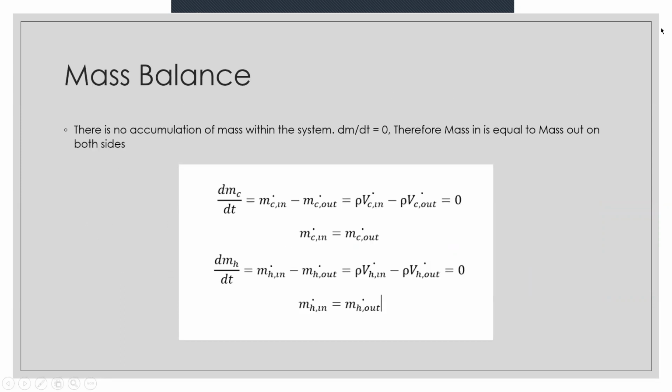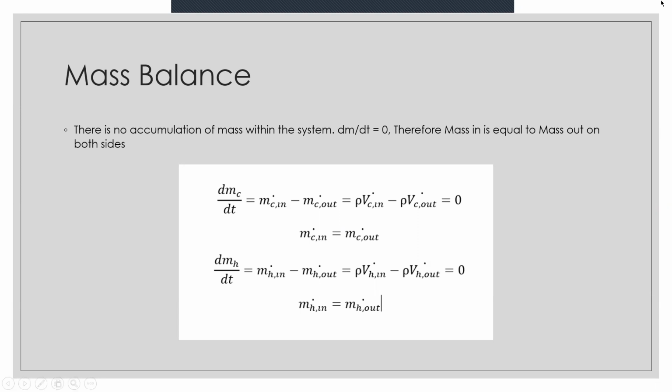Here we have the mass balance. As the problem stated, there is no accumulation of mass within the system. So on the cold side, our m dot c in minus our m dot c out is equal to 0. Therefore, m dot c in is equal to m dot c out. Same with the hot side.